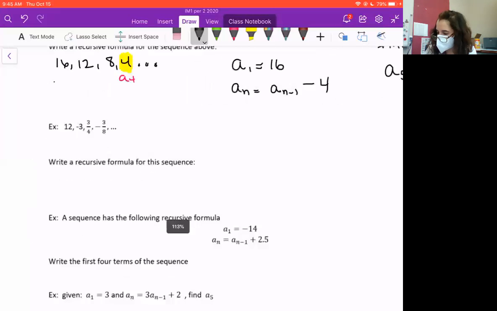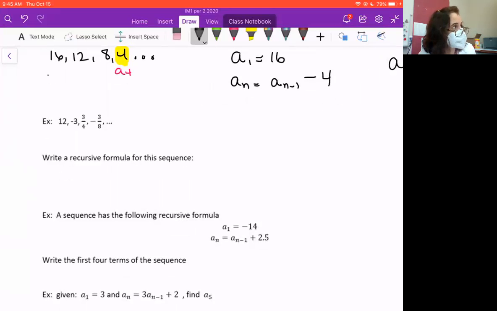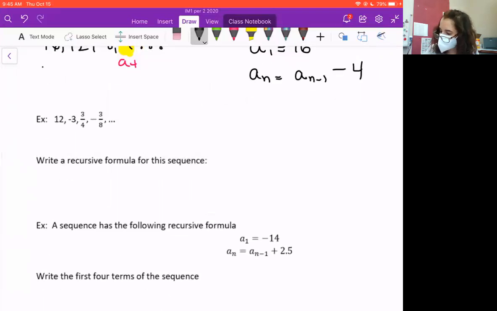Okay, so here's another example. 12, -3, +3/4, -3/8. What kind of sequence is this? So is it arithmetic or geometric? It's geometric. Okay. This is geometric. If I ever ask you to look at a sequence, tell me what kind it is, it's going to be one of those two. Because any other type of sequence, it's not that easy to tell by looking. You can tell by looking if a sequence is arithmetic or geometric.